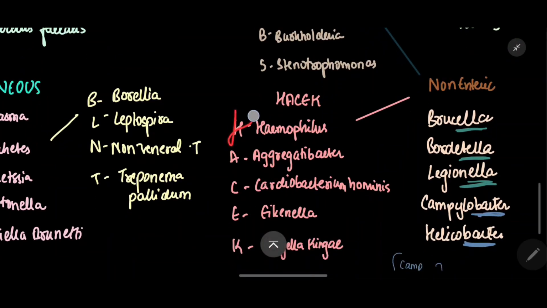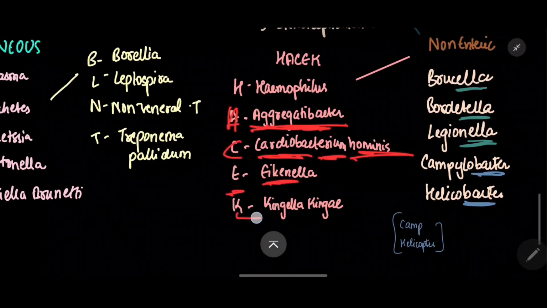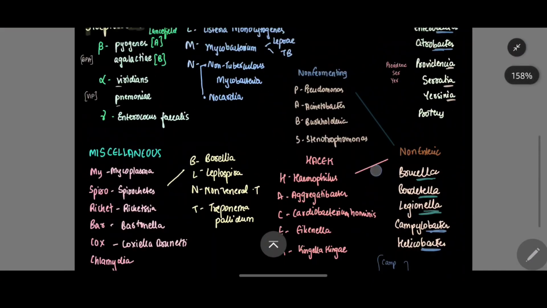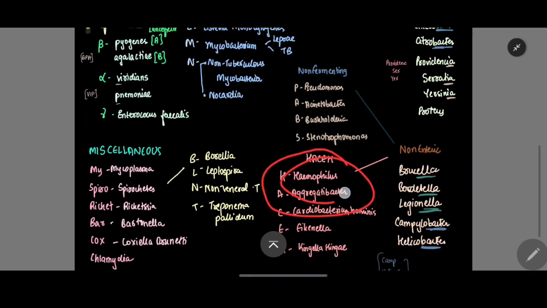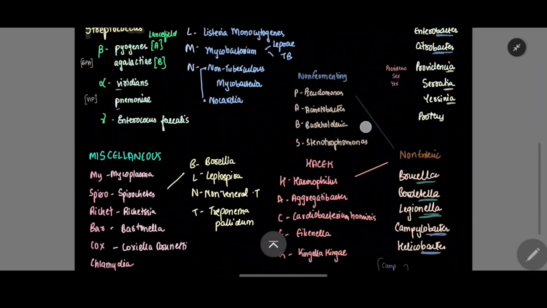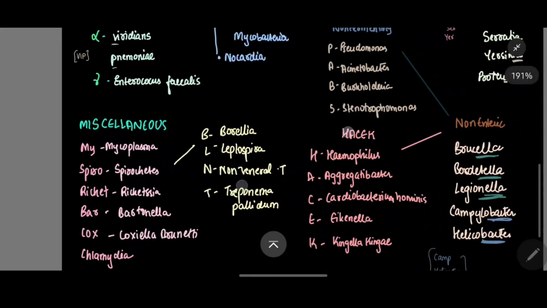Next is your HACEK group. H is for Haemophilus. There are different types of Haemophilus: Haemophilus influenzae, Haemophilus ducreyi, and so on. And then A is for Aggregatibacter. C is for Cardiobacterium hominis. E is for Eikenella, and K is for Kingella kingae. So this group has a lot of bacteria with weird names, so just remember them in this way. It will be easy. Keep on looking and you will remember.